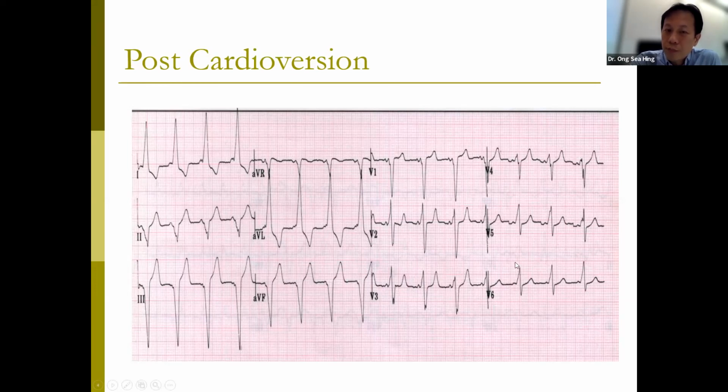But this is a Wolff-Parkinson-White picture. If you look at the inferior leads, you see these pseudo Q waves. These are not from a patient with a myocardial infarction, but from a patient with Wolff-Parkinson-White pattern. And you know that in Wolff-Parkinson-White pattern, there is an accessory pathway, right?